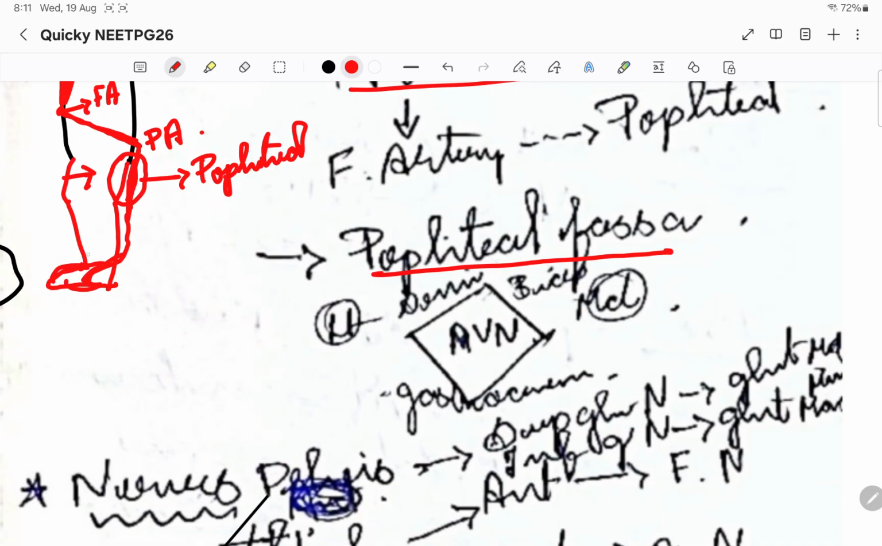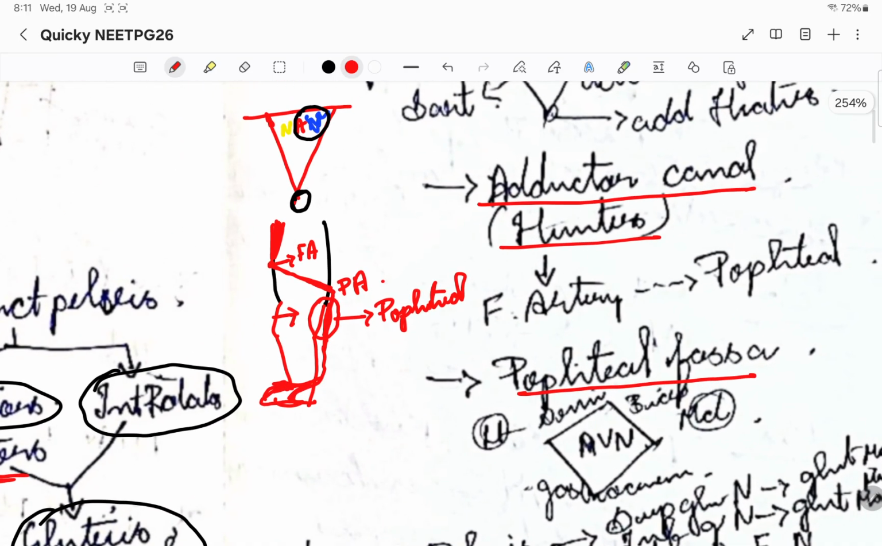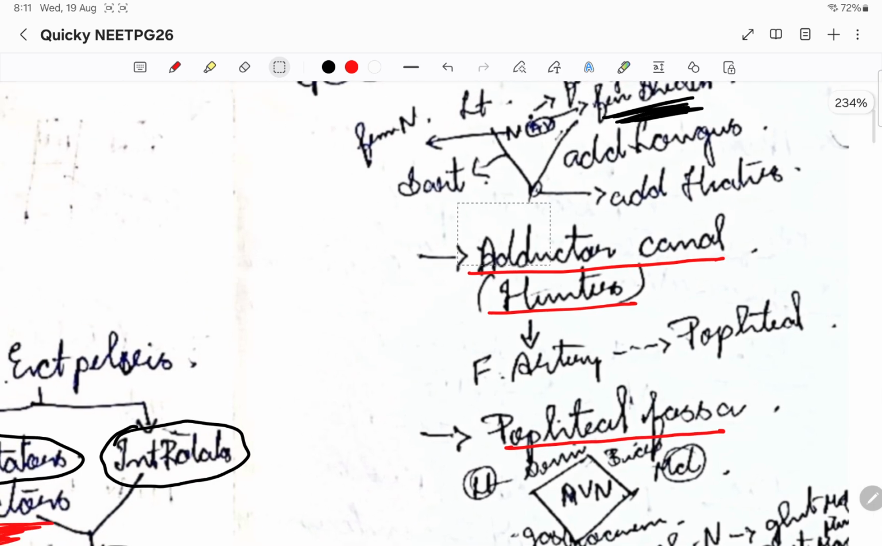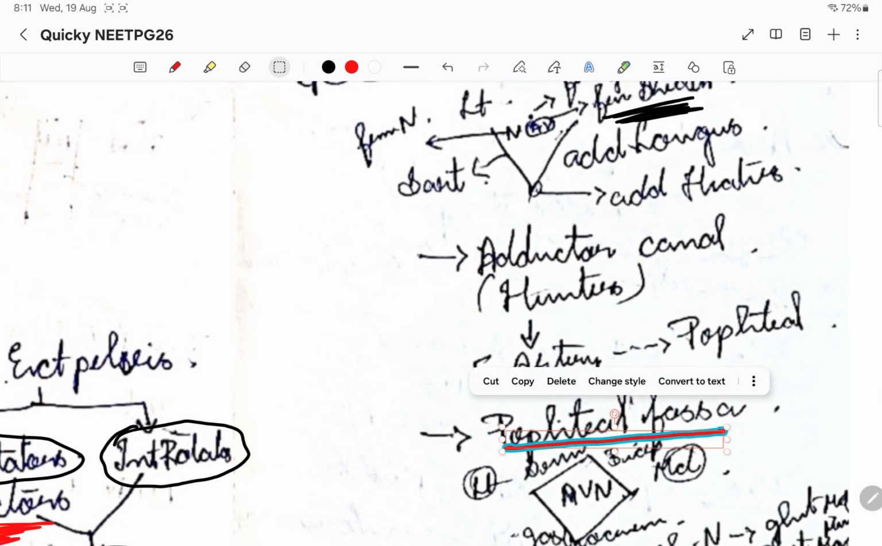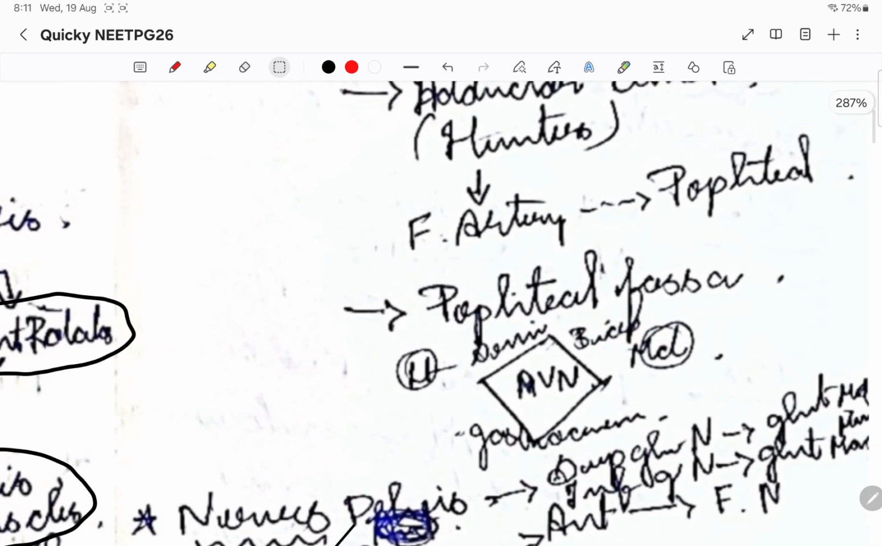This is where we palpate the dorsalis pedis artery, just like the radial artery palpation. So this is how the artery gets through. That's it. These are the things I want you guys to remember with respect to the adductor canal. That is where the femoral artery will become the popliteal artery.